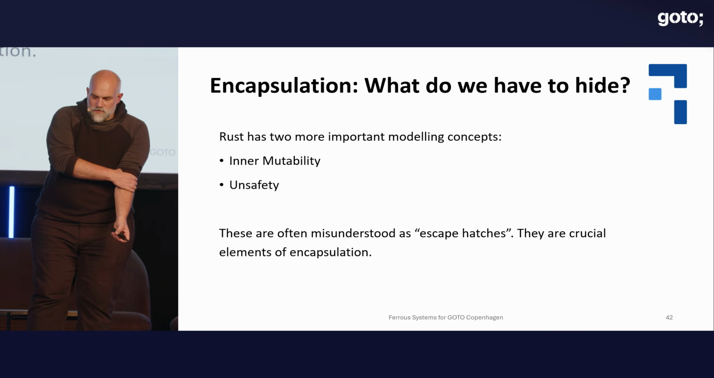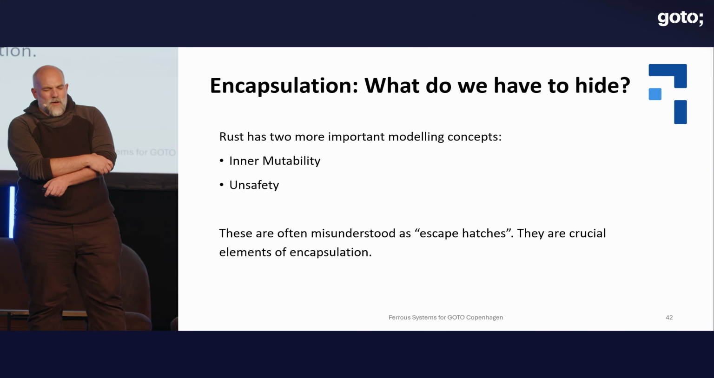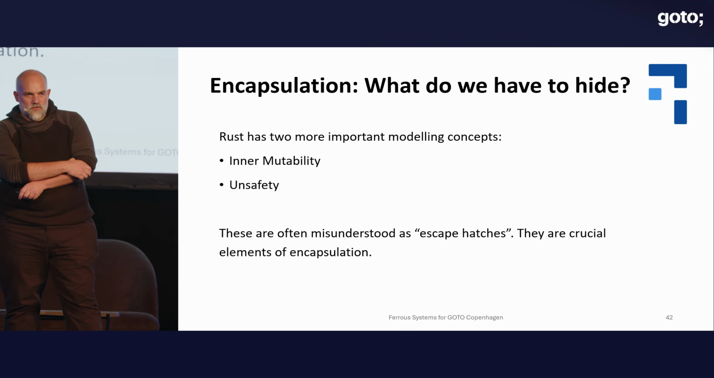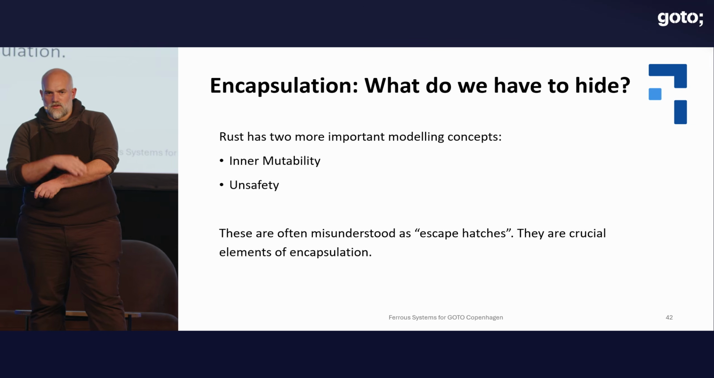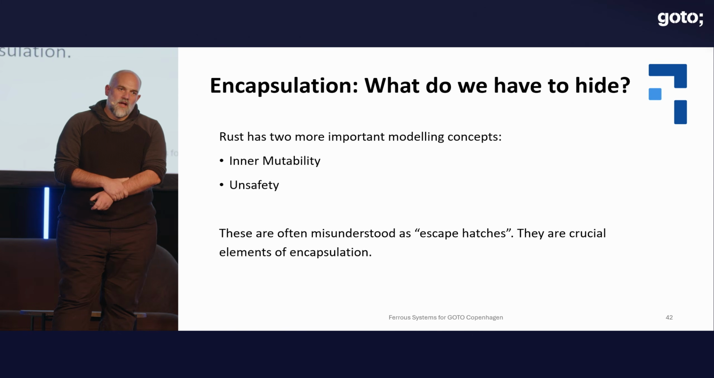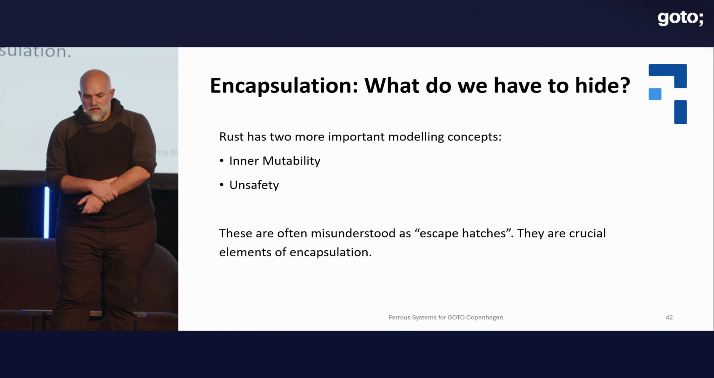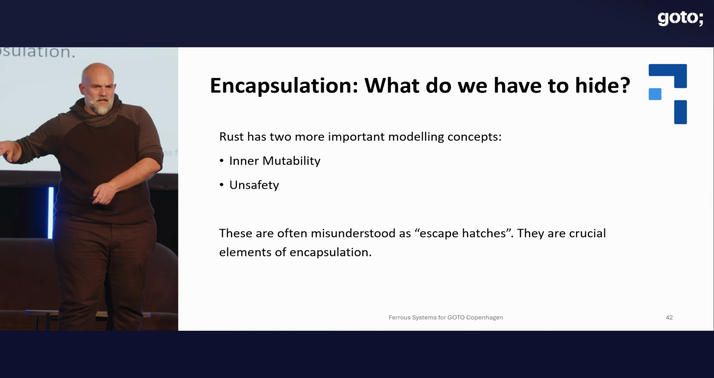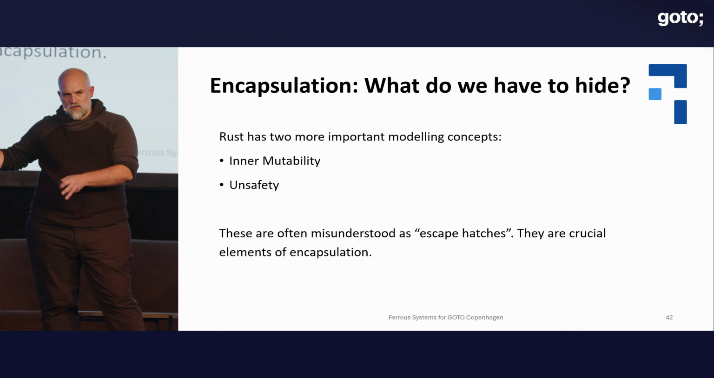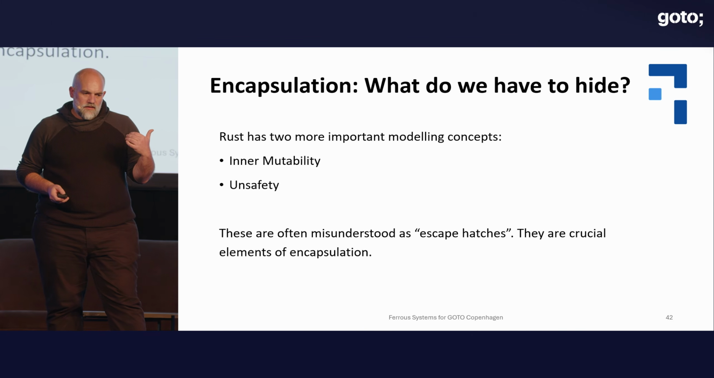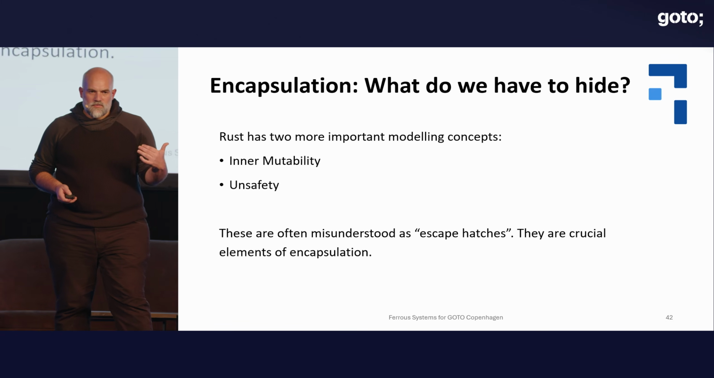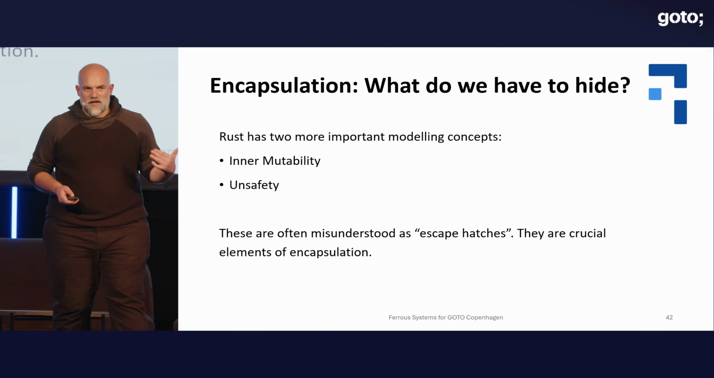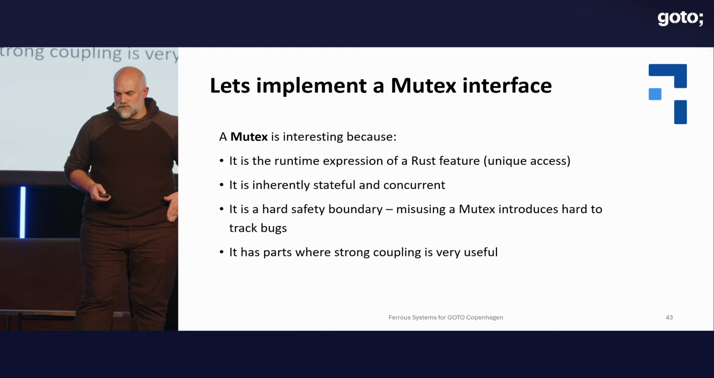When we're talking about encapsulation, what do we have to hide? And here's another interesting thing about Rust. It has two other important modeling concepts that are often not talked about, particularly not in beginner talks. One of them is immutability, and the other one is unsafety. Sometimes people get the impression that they're escape hatches that you reach for if absolutely necessary, but they're actually core language features and really useful.